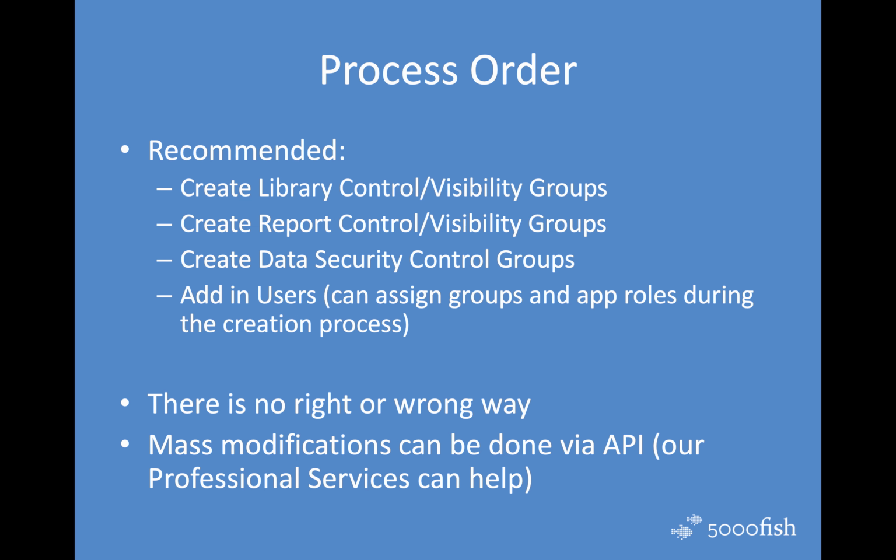It's just moving the mouse and clicking buttons. It's not too difficult. But I will say, if you do have hundreds of users, moving the mouse and clicking the button can be quite tedious. That's where doing mass modifications through our API can be needed. Those are always custom scripts that need to be created against the API, most likely our SOAP based API. And that's where our professional services team can help you with that. But the recommended order is create your library control and visibility groups first, then your report ones, then your data security, and then add in your users.